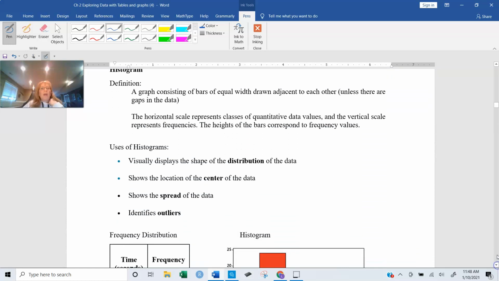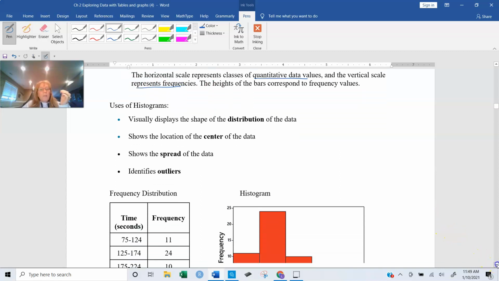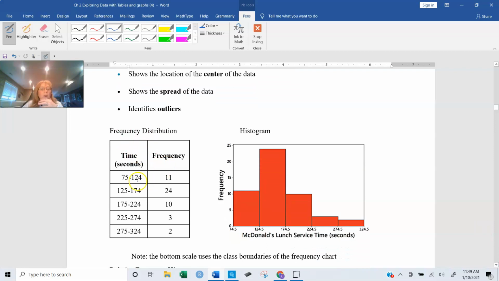Okay, a histogram is a graph. It's a bar graph drawn with the bars adjacent to each other, so it uses the class boundaries to graph. So we need boundaries for this one. The horizontal scale represents the quantitative data, what you actually measured, and the vertical scale is how many you have. So let's go down here. 75 to 124. But if I go 75 to 124, they are not matching. So we know we have to go to 124.5 and 74.5. Remember the upper and lower boundary.